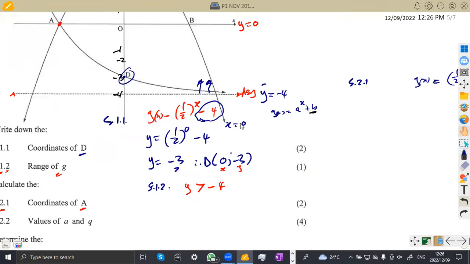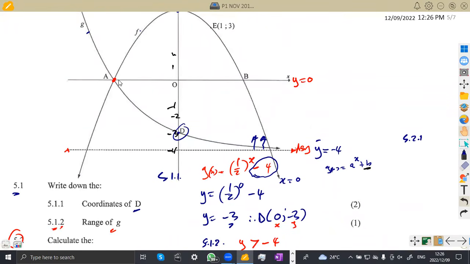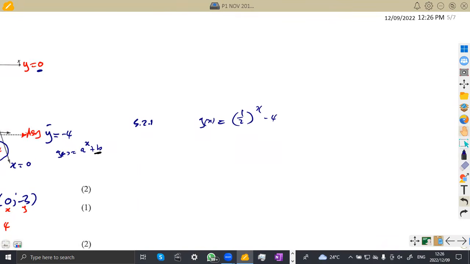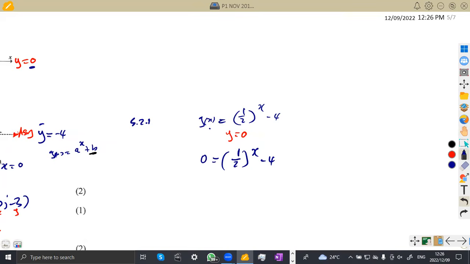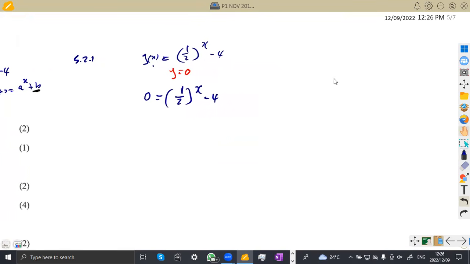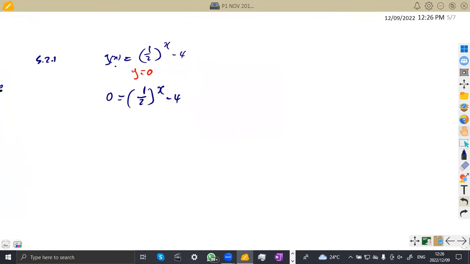And the point A that we are referring to here lies on the x-axis, where y is equal to 0. So if y is equal to 0 here, then in place of g(x), that's our y, we have 0 is equal to (1/2)^x minus 4. So what are we supposed to do? We are supposed to solve the equation for x. So let's solve this equation for x.